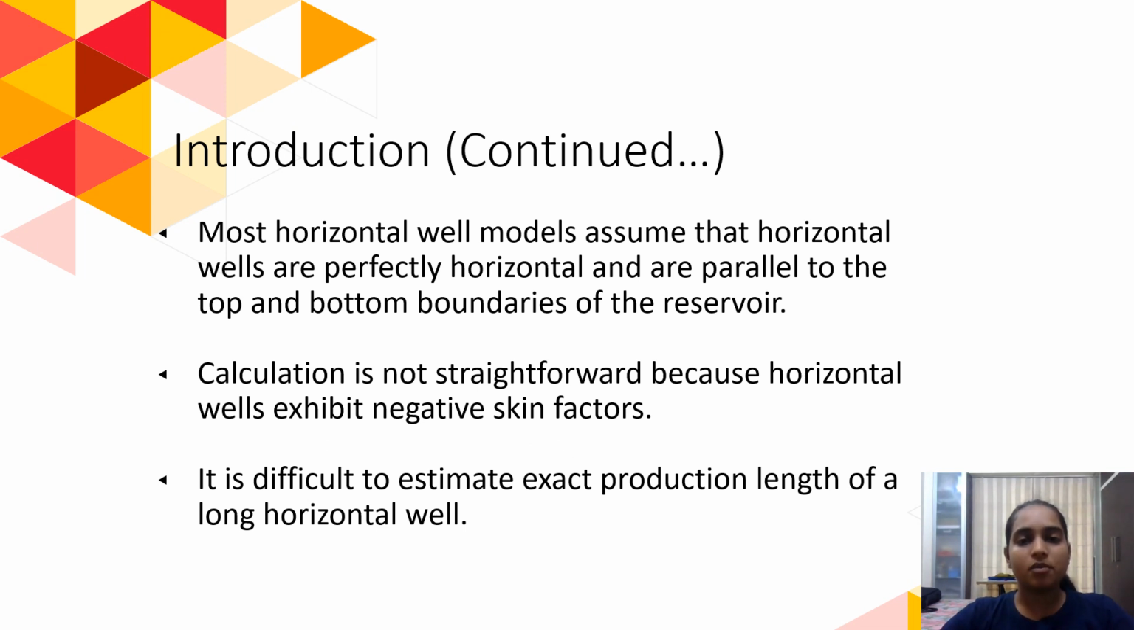Most horizontal well models assume that horizontal wells are perfectly horizontal and are parallel to the top and bottom boundaries of the reservoir. Calculation is not straightforward because horizontal wells exhibit negative skin factors. It is difficult to estimate exact production length of a long horizontal well. Productivity estimates in horizontal wells are subject to more uncertainty than comparable estimates in vertical wells.